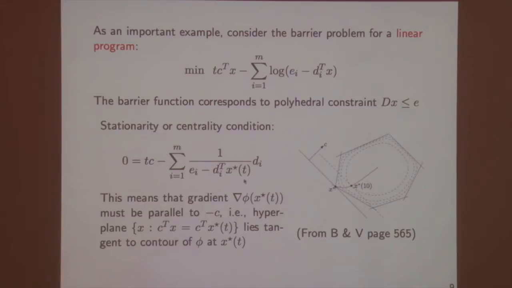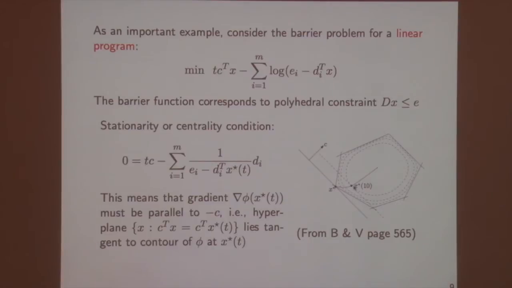And I think it's actually quite nice to interpret this if we think about what this means geometrically. This means that the gradient of the barrier function, this guy right here, has to be parallel to minus c. That's what this condition is saying. I write this as minus t times c is equal to the gradient of phi. So we're saying that the gradient of the barrier term has to be parallel to minus c.